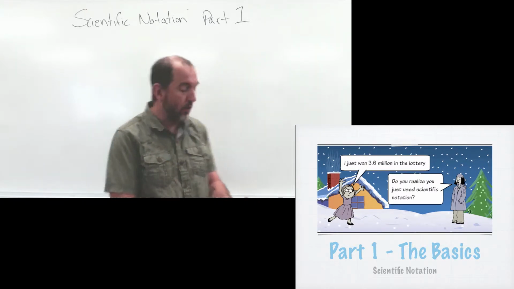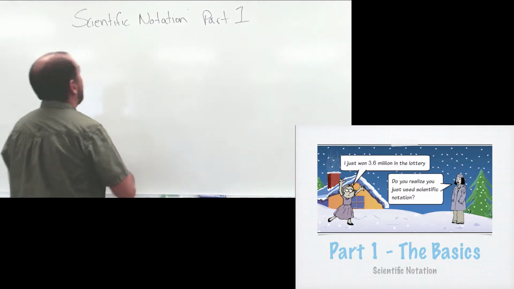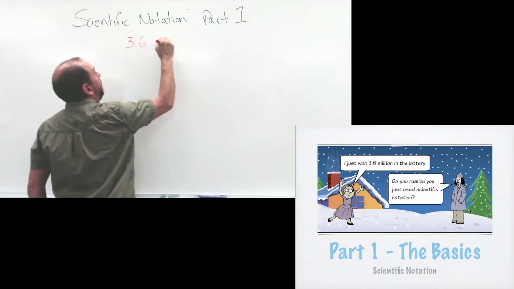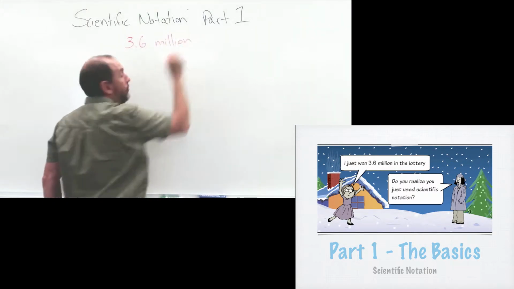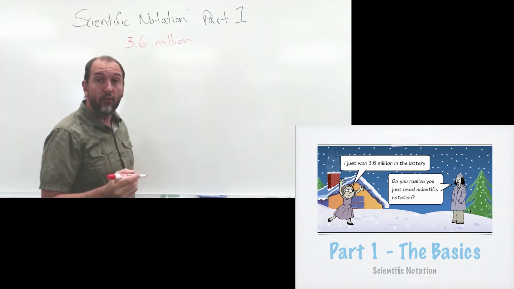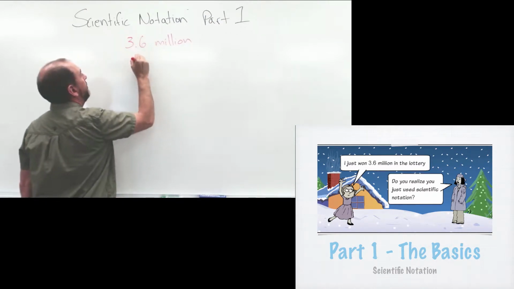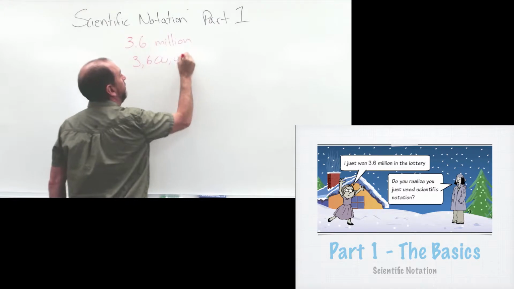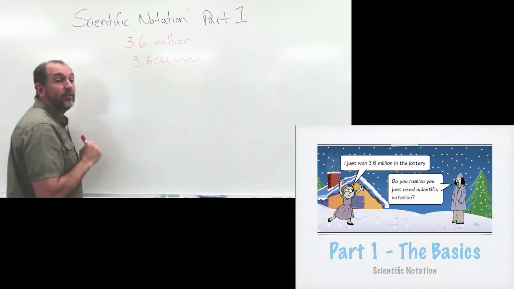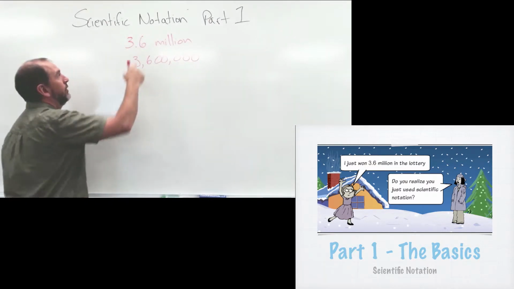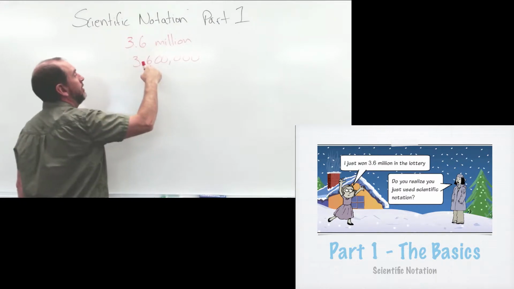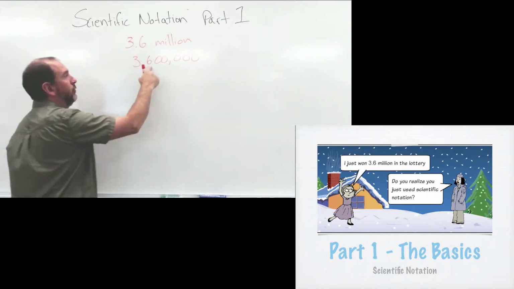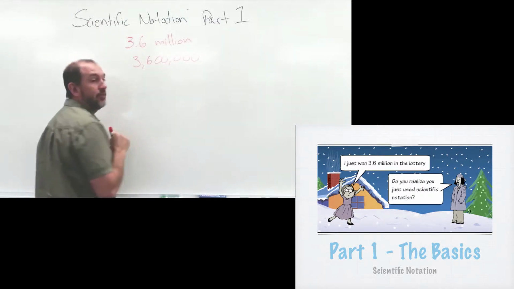Okay, so we all know that we can take a number like 3.6 million. And if you had to turn that into a number form, you would say, oh, I can do that. That's 3,600,000. That's 3.6 million. In other words, it's 3.6, and then, after the 3 here, there are 6 places. 1, 2, 3, 4, 5, 6.